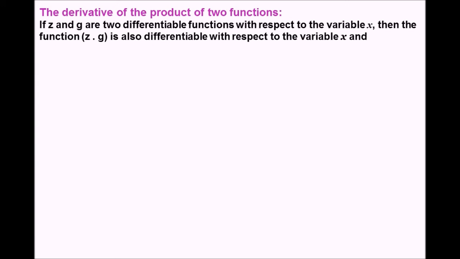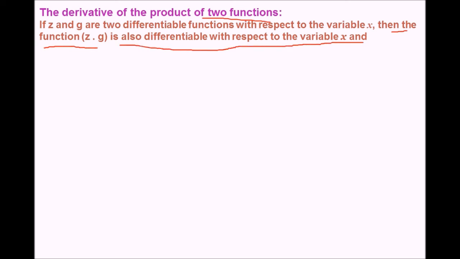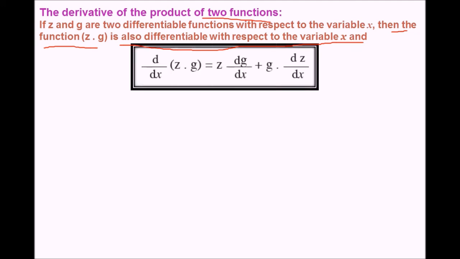The derivative of the product of the two functions. If z and g are two differentiable functions with respect to the variable x, then the function z times g is also differentiable with respect to the variable x, and d by dx for z times g is equal z times dg by dx plus g times dz by dx.